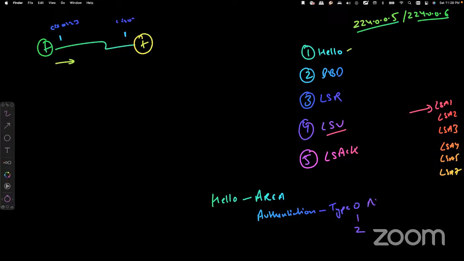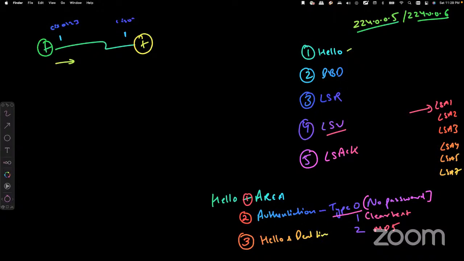Type 0 means no password. So when we are sending hello right now, there is no password, so in the hello packet we will say authentication is type 0. When you put a normal password, which is clear text, that is type 1, and when you have MD5 secure encryption, that is called type 2. Clear? So area, authentication, and what else? Hello and dead timer.